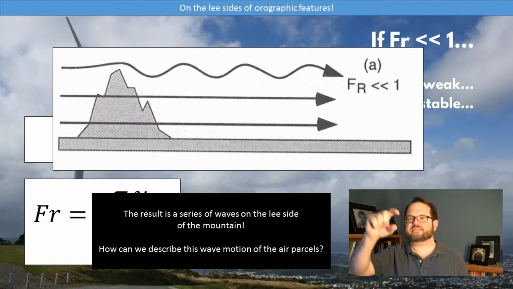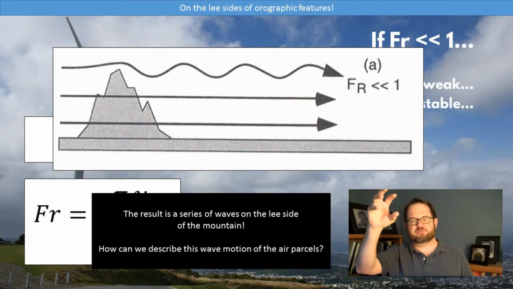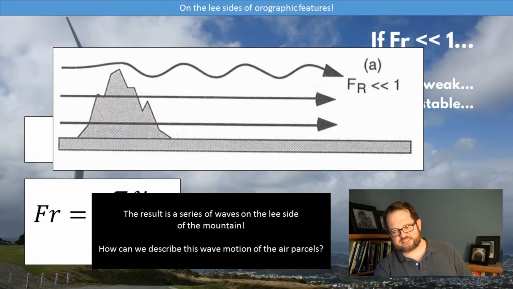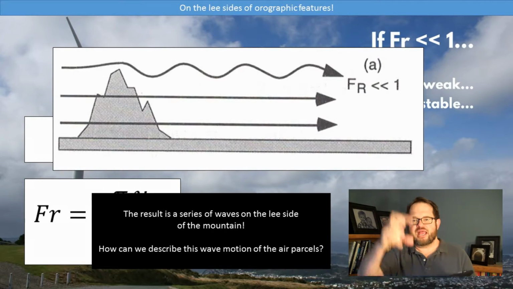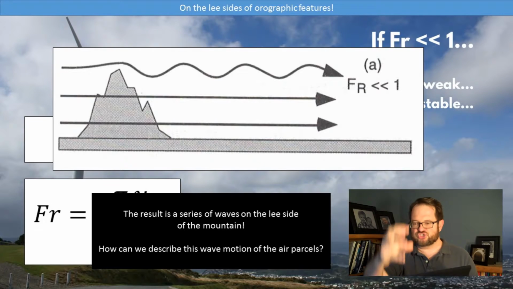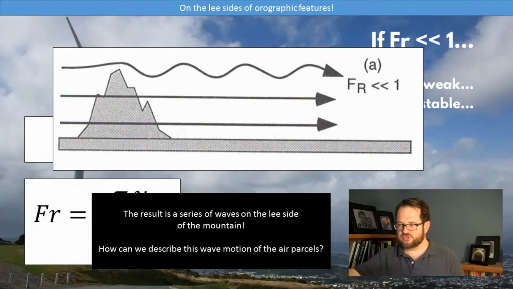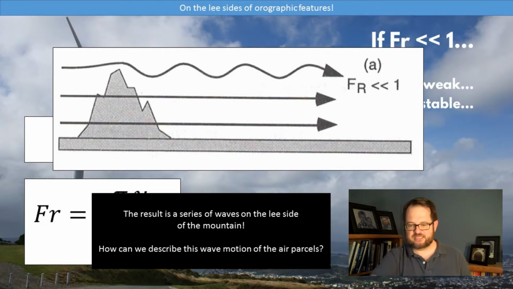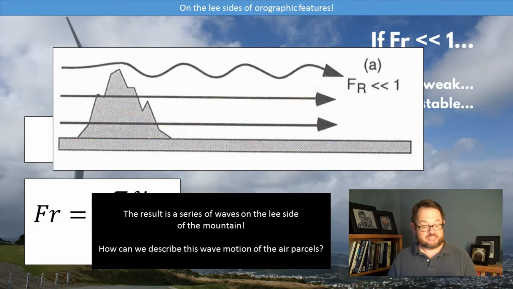The air parcel rises past its original altitude, experiences negative buoyancy, sinks, goes past its original altitude, gets down low. Now it is too warm for its environment. It experiences a positive acceleration upward, and we get this oscillation motion. And of course, because the flow is also happening, it's not just oscillating, it's moving along, and you get these wave motions. The result is a series of mountain waves on the lee side of the mountain.